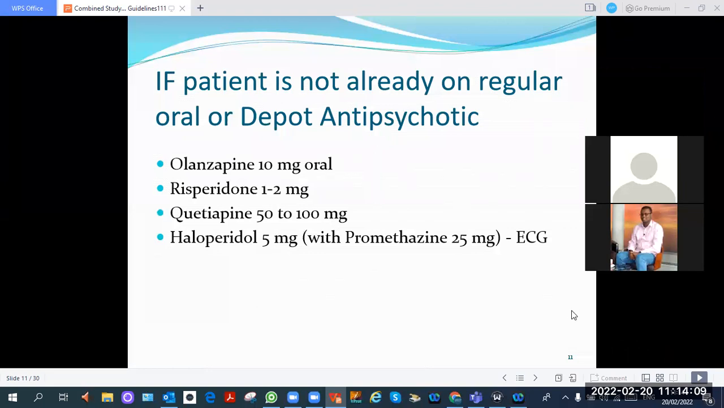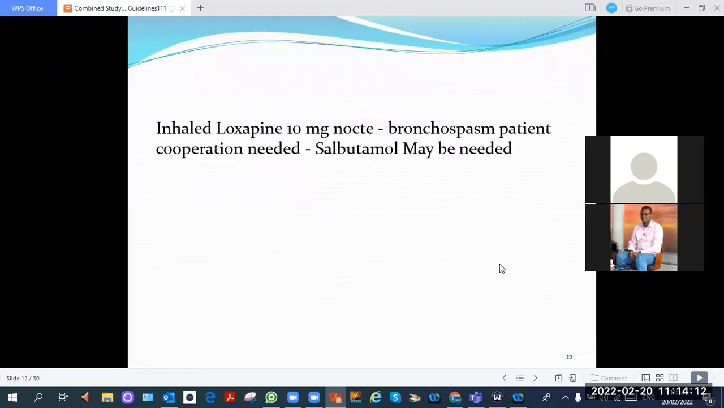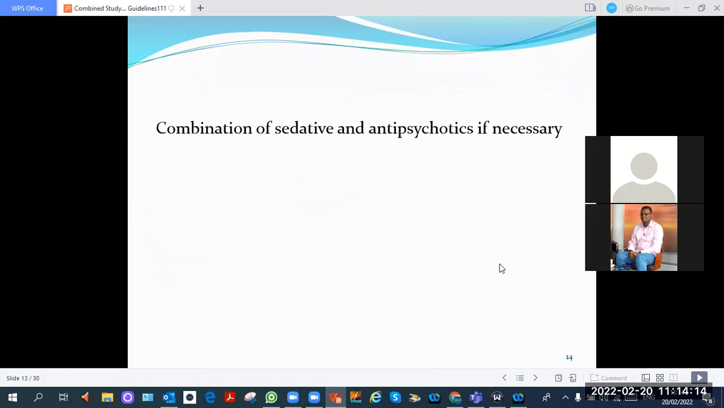And now we come to the other intramuscular route. So, combination of sedative and antipsychotic if necessary. As Dr. Benazir said, the promethazine and haloperidol combination is not that much used, maybe due to that reason. The most commonly used combination is lorazepam plus haloperidol, or even more common now is olanzapine on its own, because olanzapine has a sedative effect already.